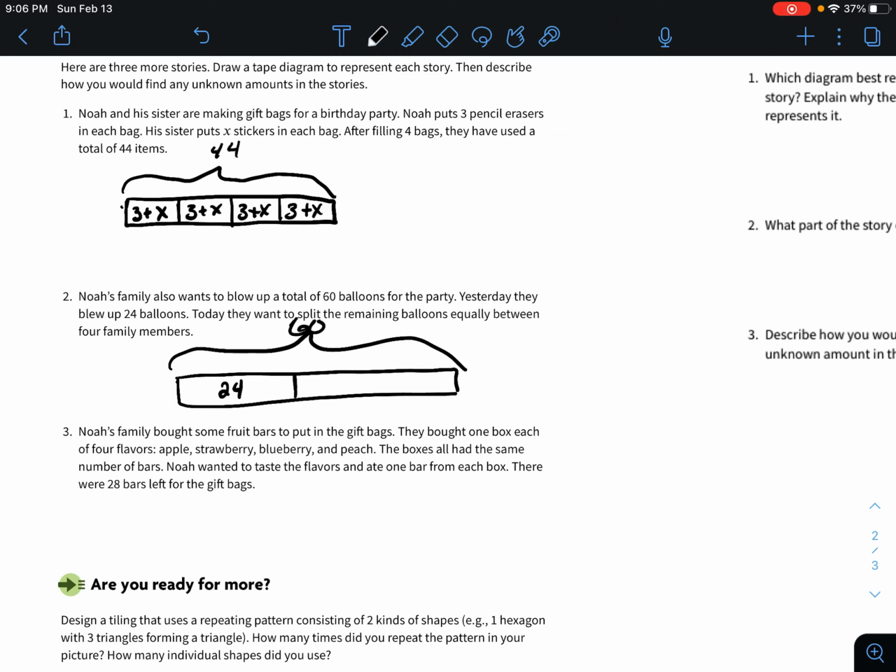Now each family member breaks up the remaining into 4 groups. So this person gets X, this person gets X, and this person, and this person. They all get the same amount, but we don't know exactly what that amount would be, so we just leave it at X. Once again, we can now solve for these, but right now I want to focus on writing the tape diagram.